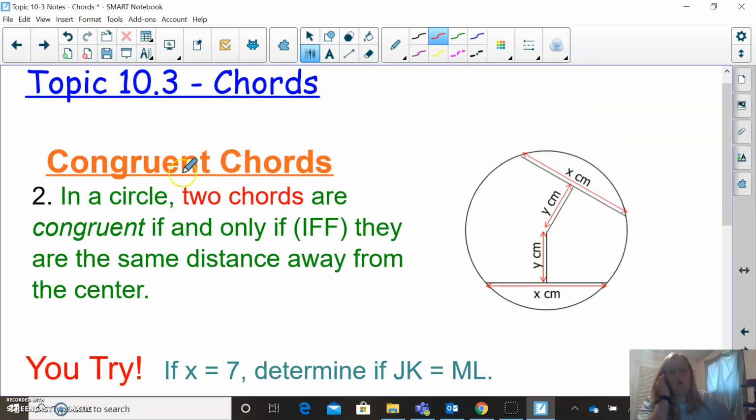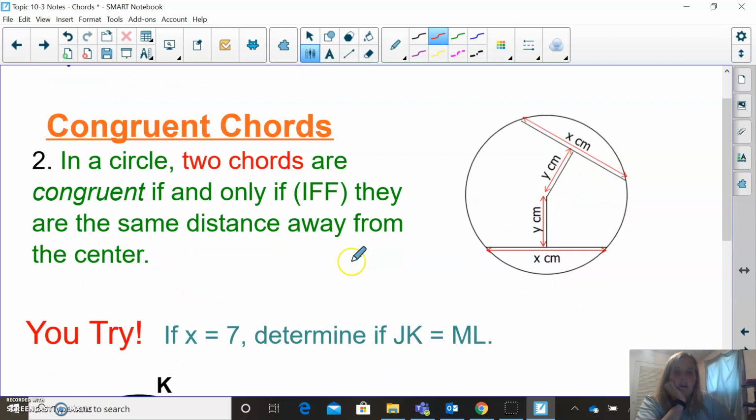So, congruent chords. In a circle, two chords are congruent if and only if they are the same distance away from the center. So the only way that this chord right here that I'm going to mark in green is congruent to the one that's marked in blue is if they are the same distance from the center, and this could be center A. So we're at circle A.